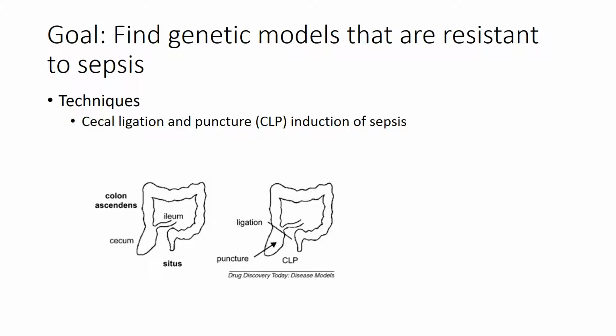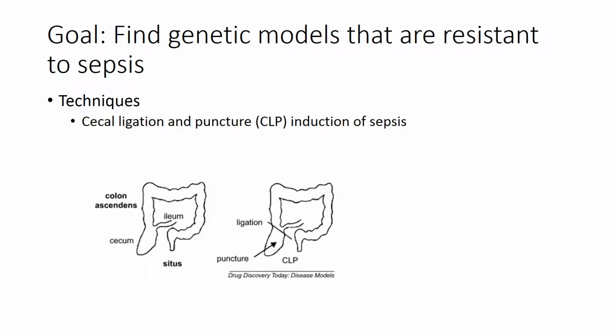So to find genetic models that are resistant to sepsis, we are going to use two techniques in mouse models. The first one is cecal ligation and puncture, a way to induce sepsis in the abdomen of the mouse. If you look on the left, you can see there's a cecum and ileum. You have the ascending colon as well. If you look at the picture on the right, there's a line going right below the ileum, and that's where it's going to be ligated with a suture.